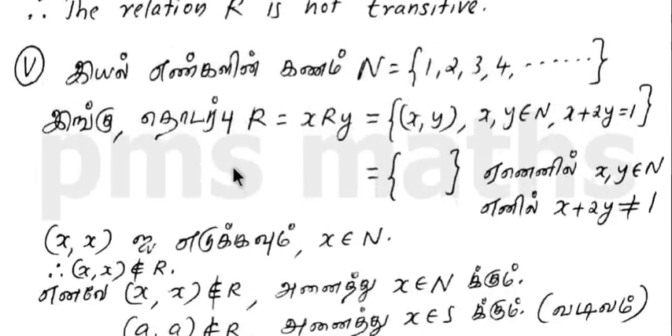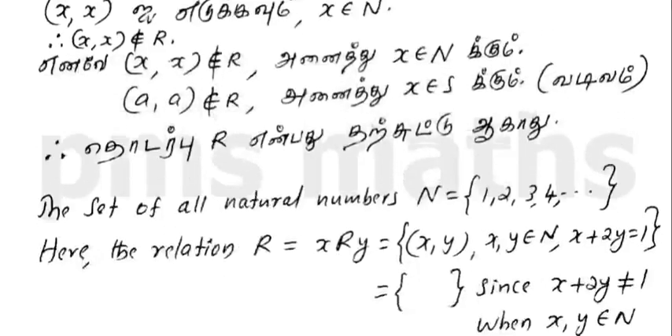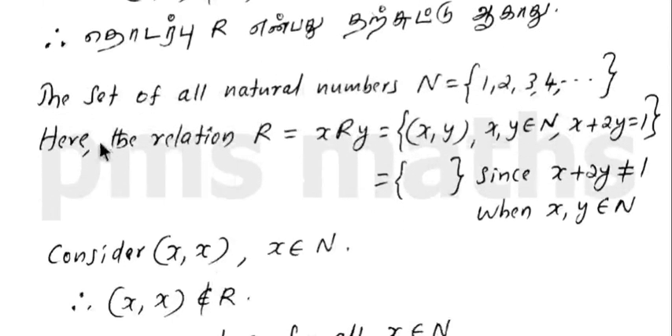Then the fifth one. A set is given. The set of all natural numbers is given, that means N, the set 1, 2, 3, 4, etc. Then a relation is also given. Here the relation R is equal to {(x, y) : x plus 2y is equal to 1}. Here (x, y) belongs to N. That means x and y are natural numbers.